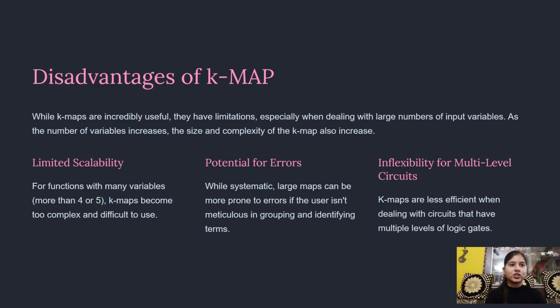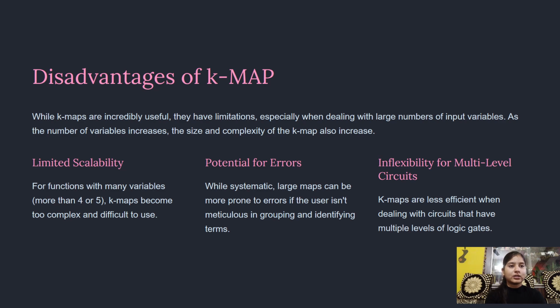Coming to the disadvantages of K-map, while K-maps are incredibly useful, they have limitations, especially when dealing with large numbers of input variables. As the number of variables increases, the size and complexity of K-map also increases. The first one is limited scalability. For functions with many variables, more than 4 or 5, K-maps become too complex and difficult to use.